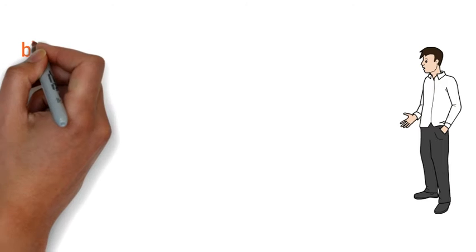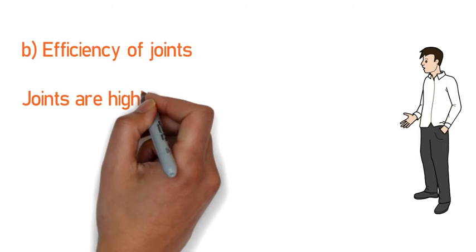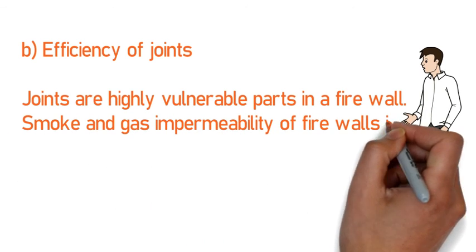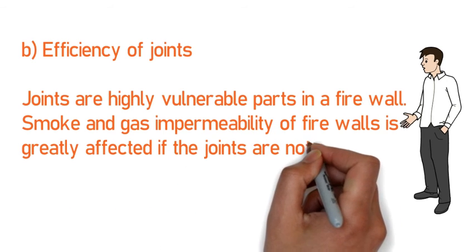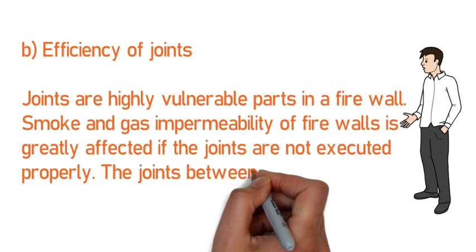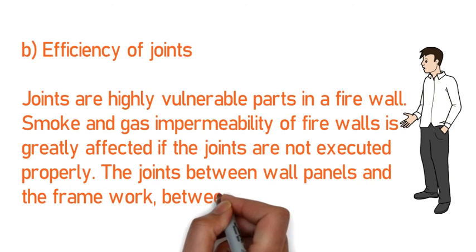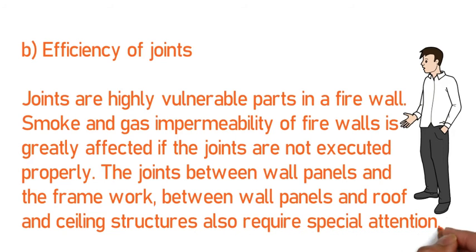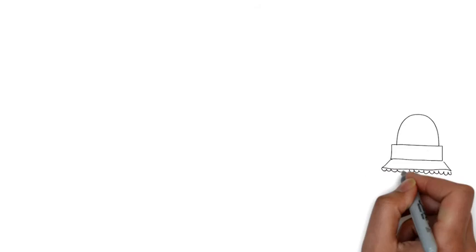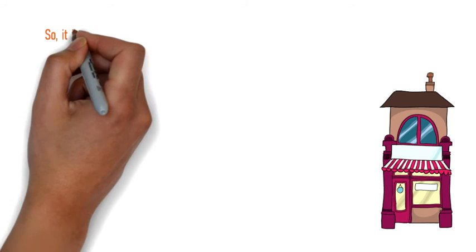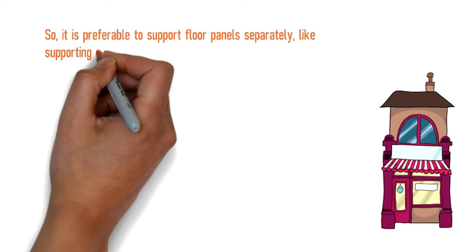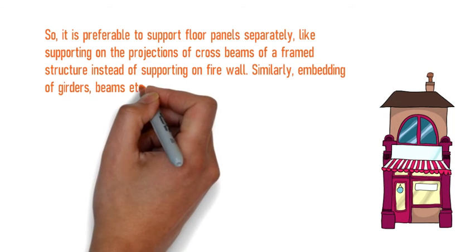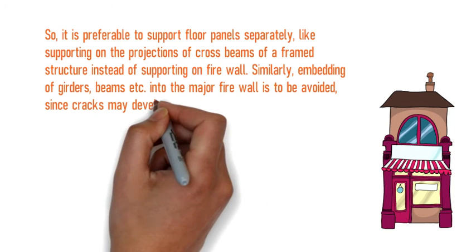Second factor, efficiency of joints. Joints are highly vulnerable parts in a firewall. Smoke and gas impermeability of firewall is greatly affected if the joints are not executed properly. The joints between wall panels and framework, between wall panels and roof and ceiling structures also require special attention. So it is preferable to support floor panels separately, like supporting on projections of cross beams of a framed structure instead of supporting on firewall.